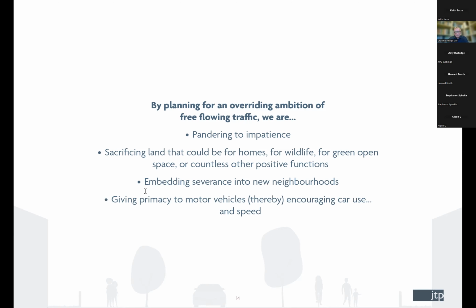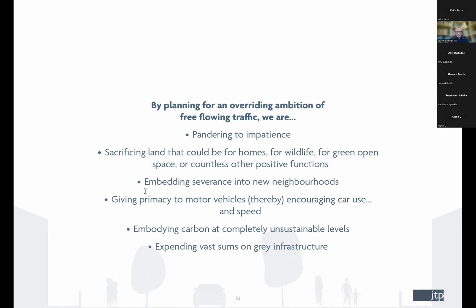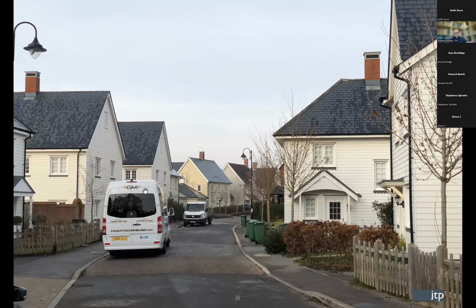We're actually giving primacy to the motor vehicles in many cases. It's as if once the road is in, people then get to enjoy it, and I think we're encouraging car use. And crucially, and the sort of key point today, we are embodying carbon at what are demonstrably unsustainable levels. All costs a lot of money, of course, and I think continues in its delivery in some places to perpetuate the problem. We can do better.